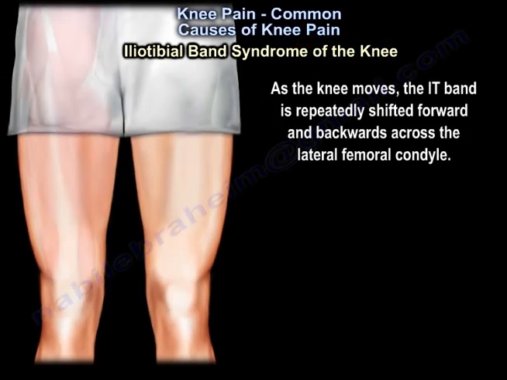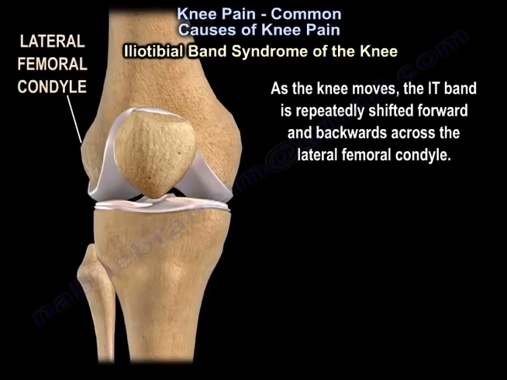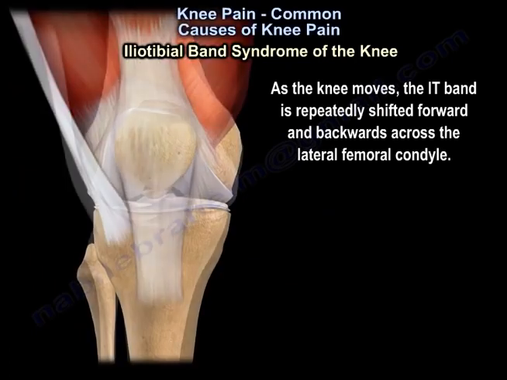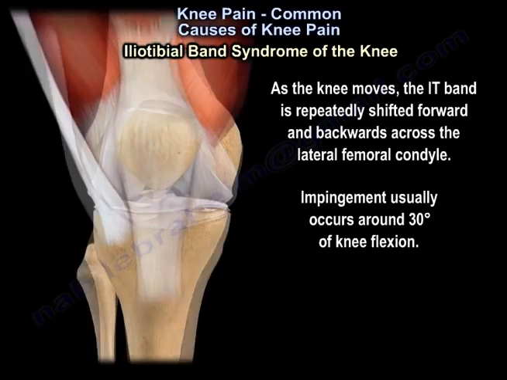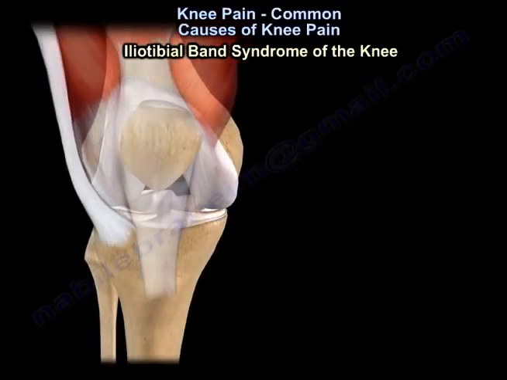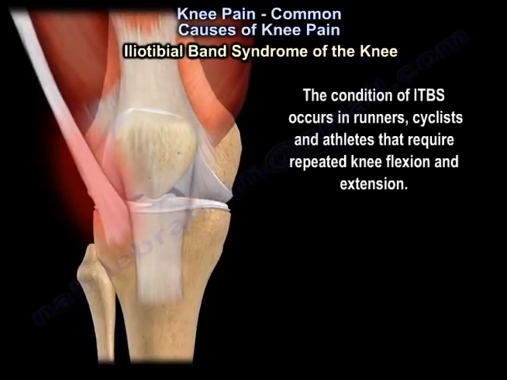And as the knee moves, the iliotibial band is repeatedly shifted forward and backwards across the lateral femoral condyle. And the impingement usually occurs around 30 degrees of knee flexion. Patient will complain of swelling, tenderness, crepitus over the lateral femoral condyle. Condition occurs in runners, cyclists, and in athletes that require repeated knee flexion and extension.